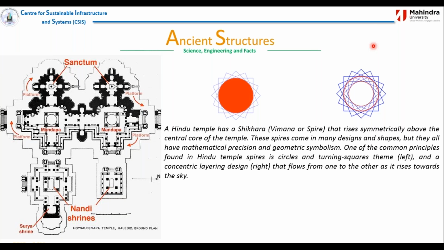One of the common principles found in Hindu temple spires is the circles and turning squares theme, and a concentric layer design that flows from one to the other as it rises towards the sky. For example, we just draw a square. This is a perfect square which you are seeing at the bottom. I'm sure you are all able to see the square at the bottom. And then you just have to rotate it. You can rotate it by 15 degrees, 30 degrees, 45 degrees. Slowly we increase by 30, 45, and 75 and then 90.